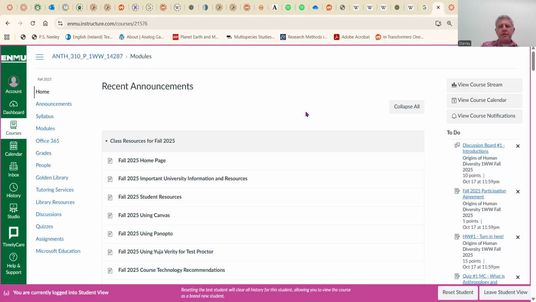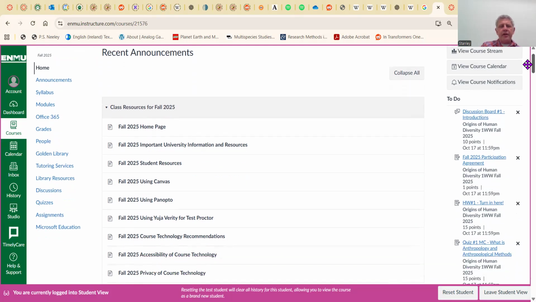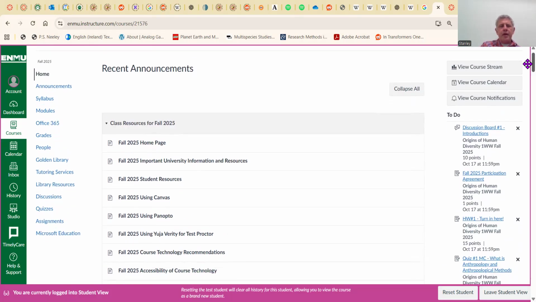Now let's take a look at the Canvas module. Here we are. This is the module that you'll see in Canvas. This is where you'll be navigating through the course this semester, and all the materials you will need outside of your textbook will be found here in this module.